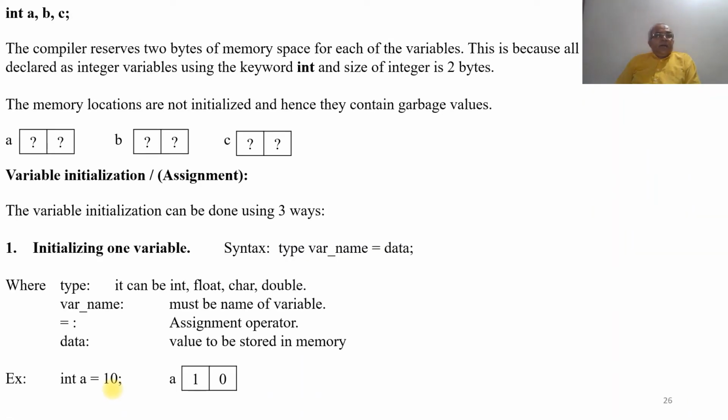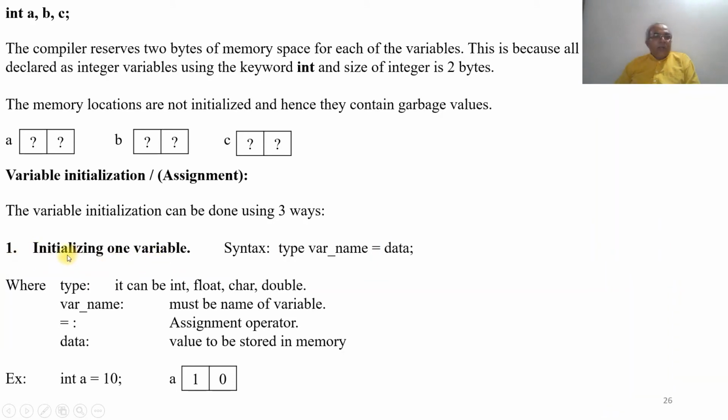Then int a, b, c semicolon: the compiler reserves 2 bytes of memory space for each of these variables. This is because all the variables a, b, c are declared as integer variables using the keyword int, and the size of an integer is 2 bytes. The memory locations are not initialized, therefore they will contain garbage values, as shown. The variable initialization can be done in 3 ways.